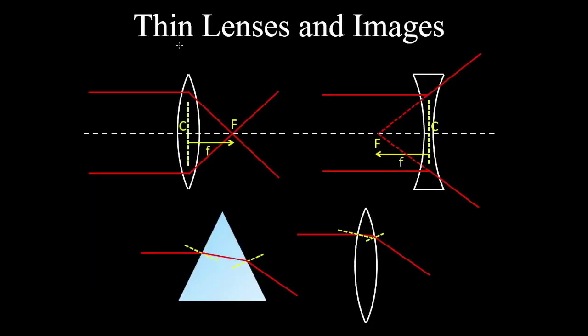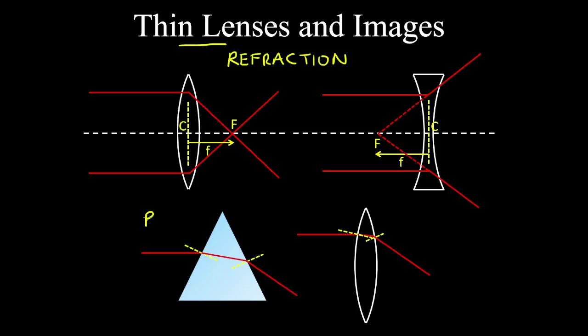A thin lens is an optical device that forms an image by refracting light. So conversely, a mirror forms an image by reflecting light. And here we look at thin lenses, meaning the refraction of light through the material is ignored.